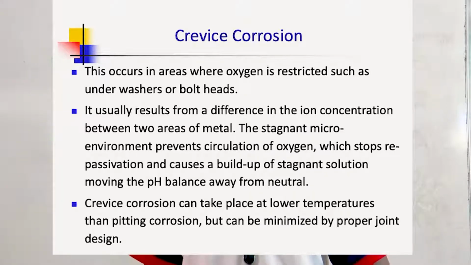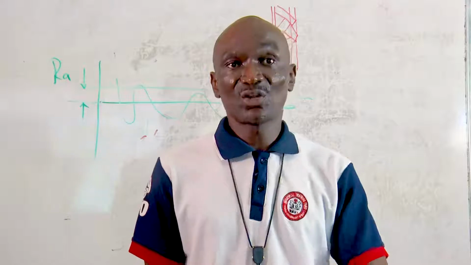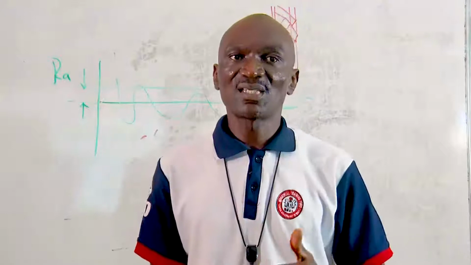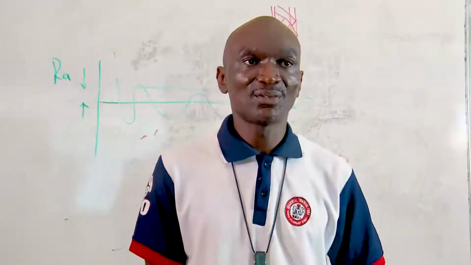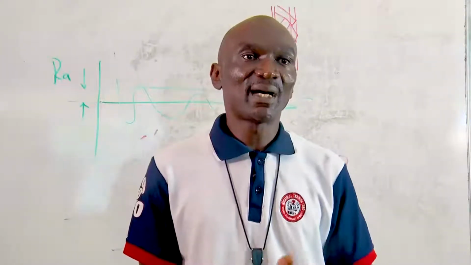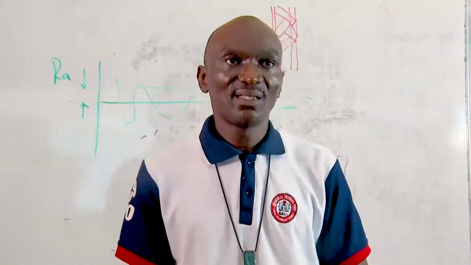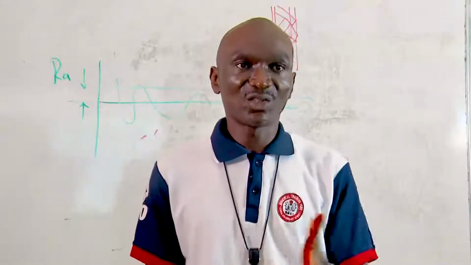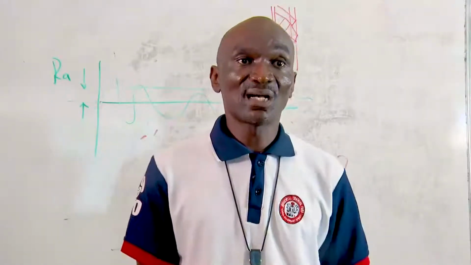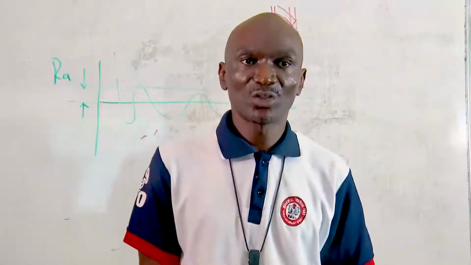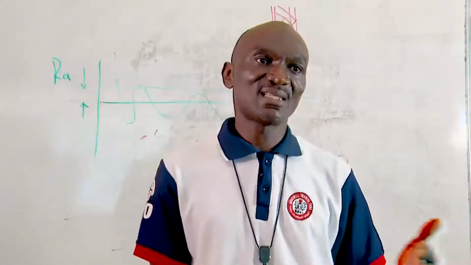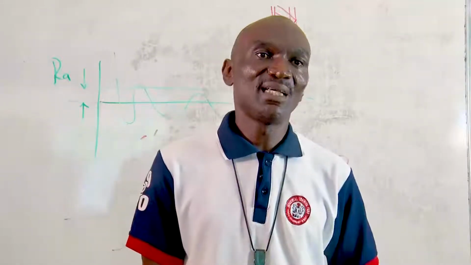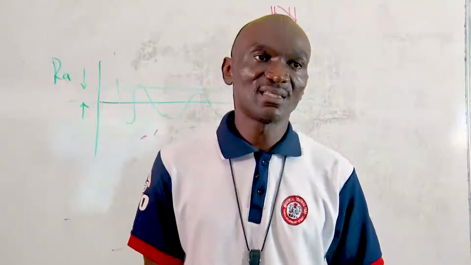The stagnant microenvironment prevents circulation of oxygen, which in turn stops the repassivation and causes a buildup of stagnant solution, moving the pH balance away from neutral. Normally, as long as you can keep the pH value around 7, which is the neutral position, you will not have corrosion. But as it tends to move either towards the acidic axis or the alkaline axis, then you are playing into the zone where corrosion can easily take place.